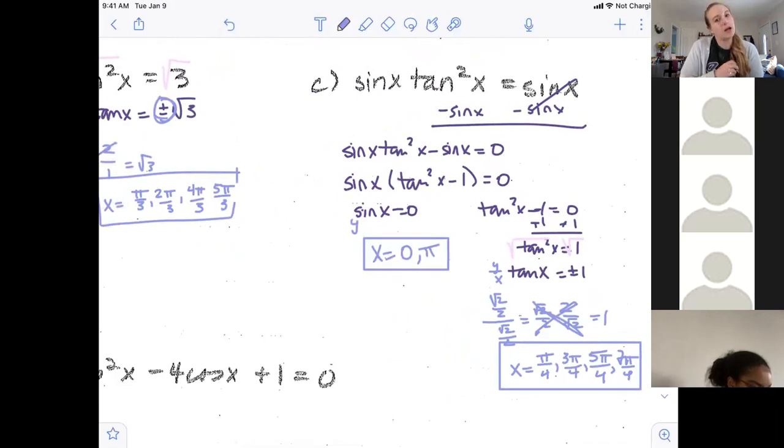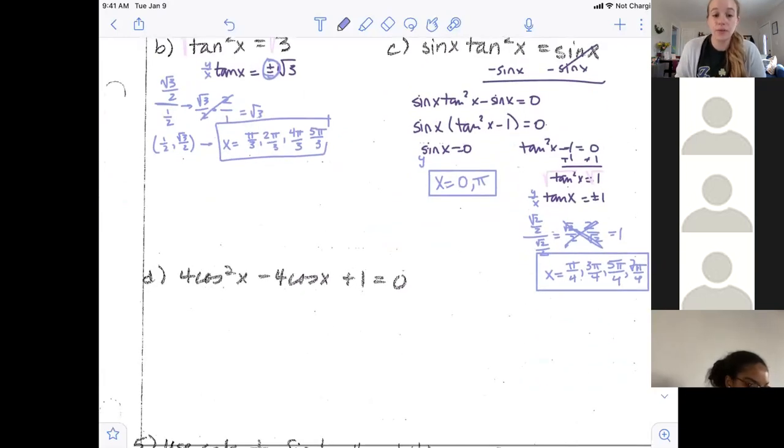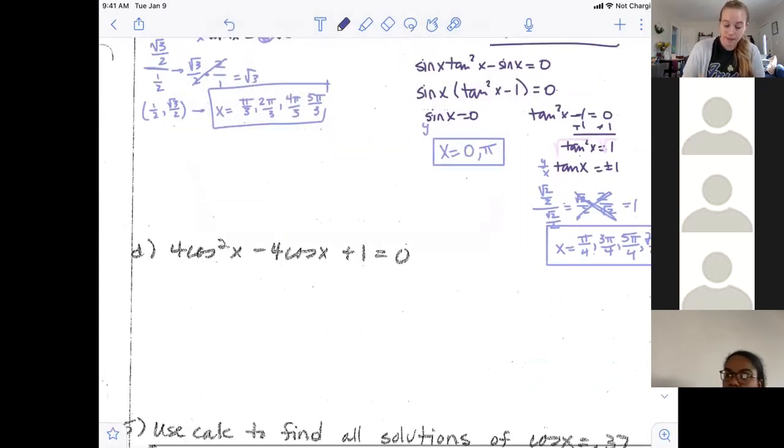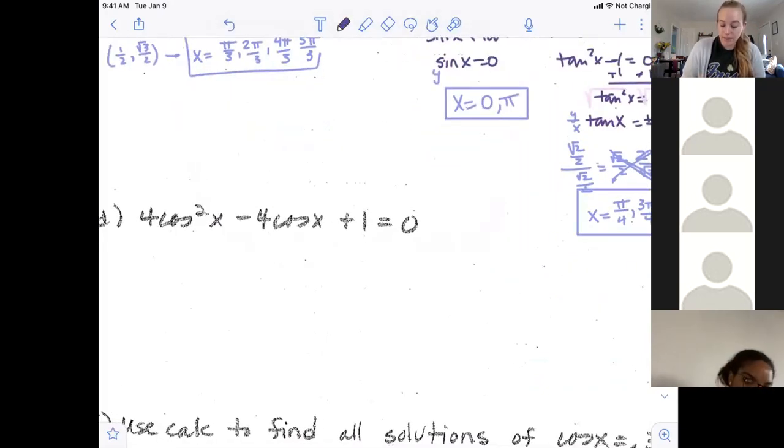All right, a little bit of a longer one. Anybody have questions on letter C? Okay. The last one I do want to do together. So if you started on your own, awesome. However, I think you might go look at it and then be like, oh, I don't really know where to start. 4 cosine squared x minus 4 cos x plus 1.